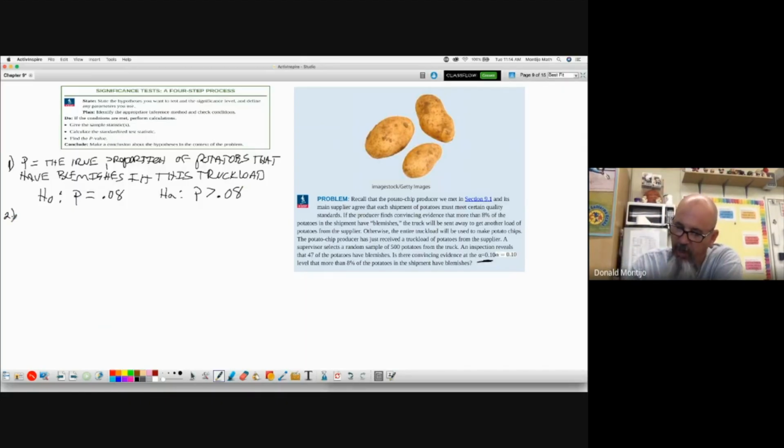Step two, are we allowed to do it? Check conditions. SRS: the supervisor selects a random sample. So, randomly selected. We're okay there.